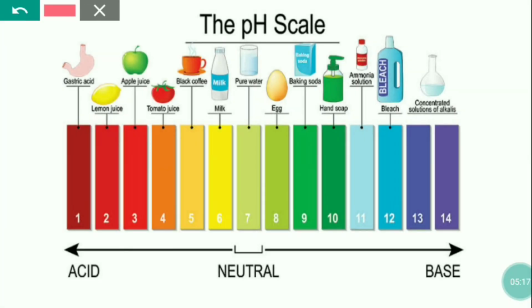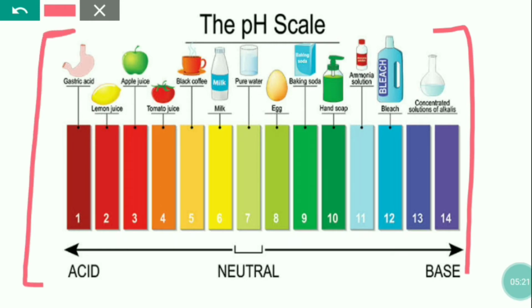Now as you can see, this pH scale shows that as we move towards the right of 7 we have basic substances, and to the left of 7 we have acidic substances. This pH scale is quite important. You can take a screenshot as you will be facing many MCQs regarding the pictures shown.